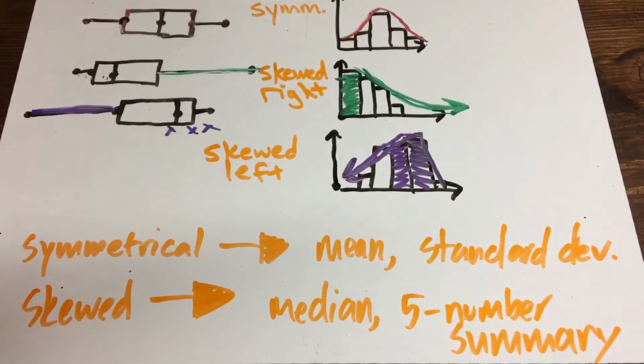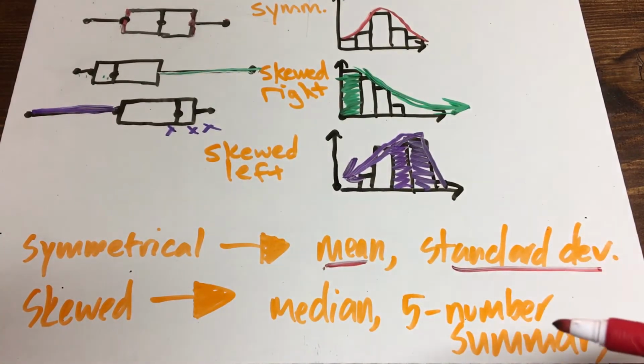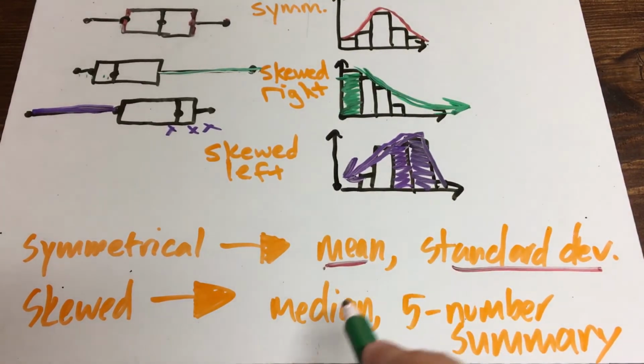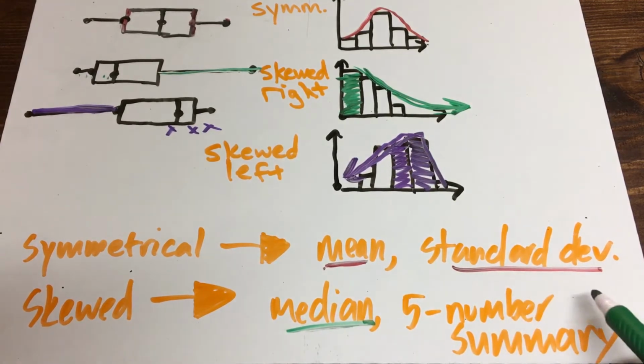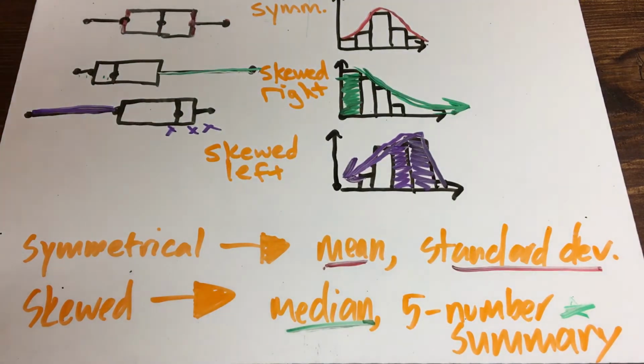Which measures are best depends on which type of graph it is. If it's a symmetrical graph, like my top one, the measure of center you want to pick is the mean, and the measure of variability you want to pick is the standard deviation. Okay? If it's skewed, and it doesn't matter which type of skewed, it could be skewed right or skewed left, if it's skewed in any way, the measure of center that you want to use is the median, and the measure of variability you want to use is the 5-number summary. And the 5-number summary are the 5 dots in your box and whisker, right? The low extreme, low quartile, median, upper quartile, and upper extreme. Okay. So that'll be like questions 8, 9, maybe even number 10.